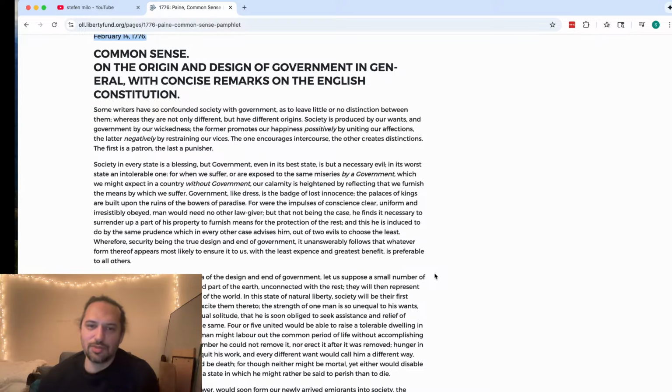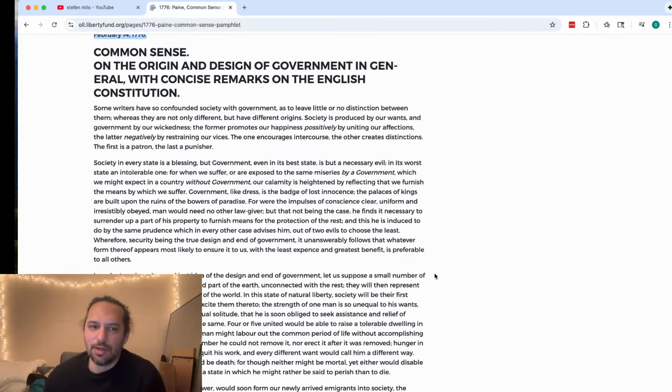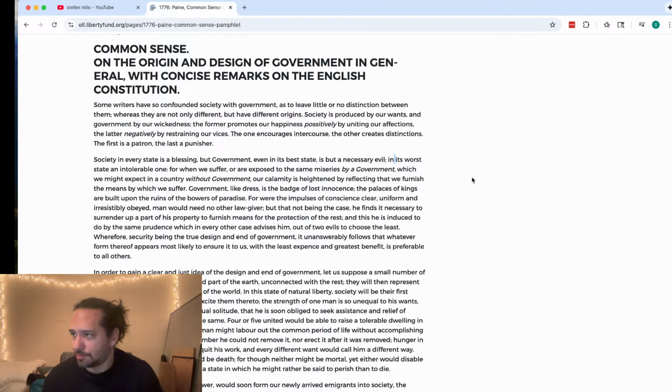But let's get a sense of Common Sense here. Let me see if I can zoom in a little. I had this issue last time. I couldn't really zoom in. Okay, no zooming, but here we go. Common Sense on the Origin and Design of Government in General, with concise remarks on the English Constitution.